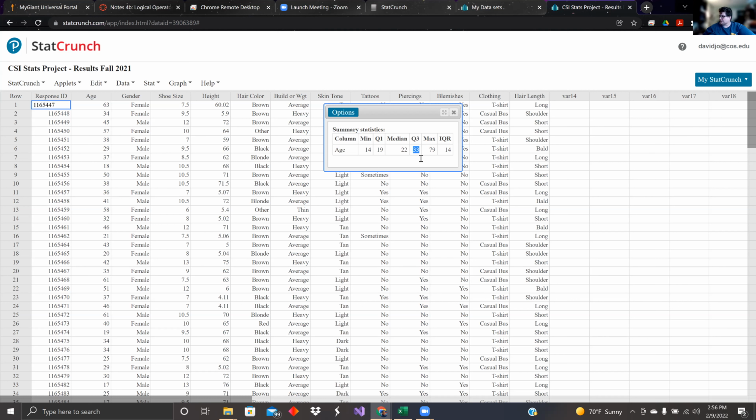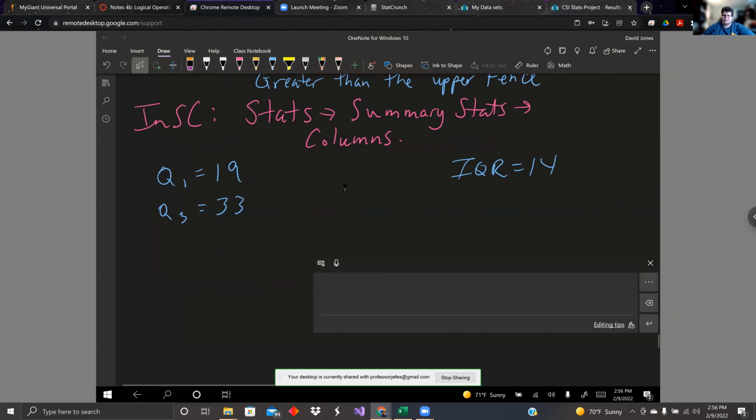So I'm going to write these on my little tablet real quick, and then we'll go back over to it in a second. That's my dog making noise in the background. We got 19 and we got 33, and we have the IQR is 14. I'm going to come back over to that and show it.